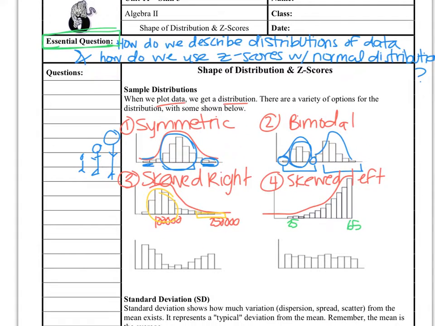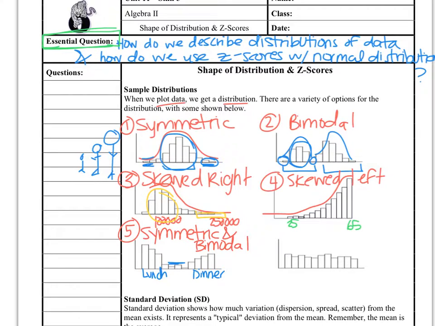Example number 5 is a combination of 1 and 2. It's symmetric and bimodal. This might be something like peak restaurant hour. A restaurant might get a lot of people during the lunch hour and during the dinner hour, but they're not going to have that many people in the in-between. Like that 3 o'clock, 4 o'clock time frame, not many people sitting in the restaurant, right?